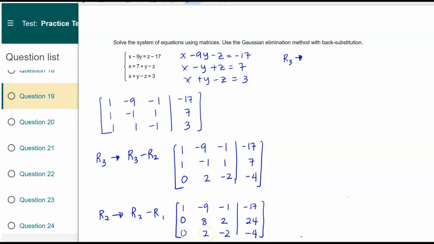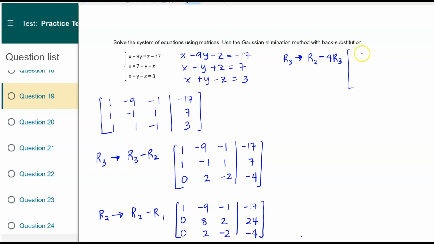You can make that equal to 0 by doing R2. So the row 2, you multiply row 3, this 2 here, by -4. So you multiply it by 4 and then subtract it from row 2. So it's R2 minus 4 times row 3. So -4 times 2 is -8. Then you add that to 8, that makes it 0. So that is what we're looking for.